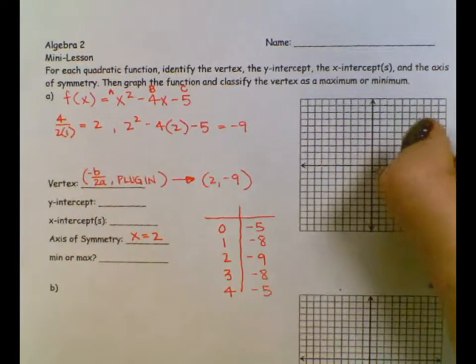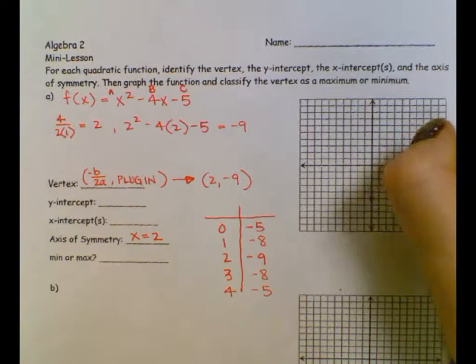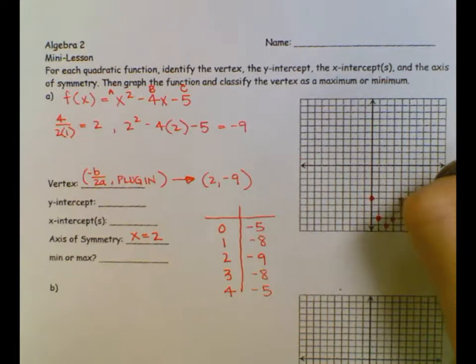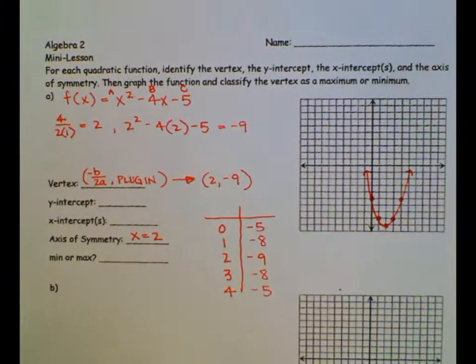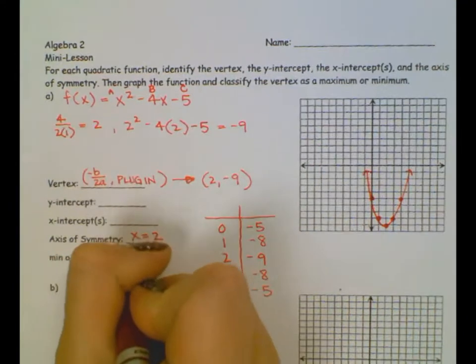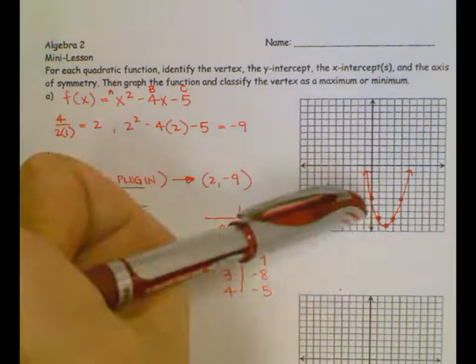So 0, negative 5. 1, 2, 3, 4, 5. Oop, one a little farther. 1, negative 8. 2 and negative 9. 3 and negative 8. And 4 and negative 5. So there he is right there. Now let's answer the other questions. Max or min? Min. Y-intercept. That one's easy. It's right there at negative 5.